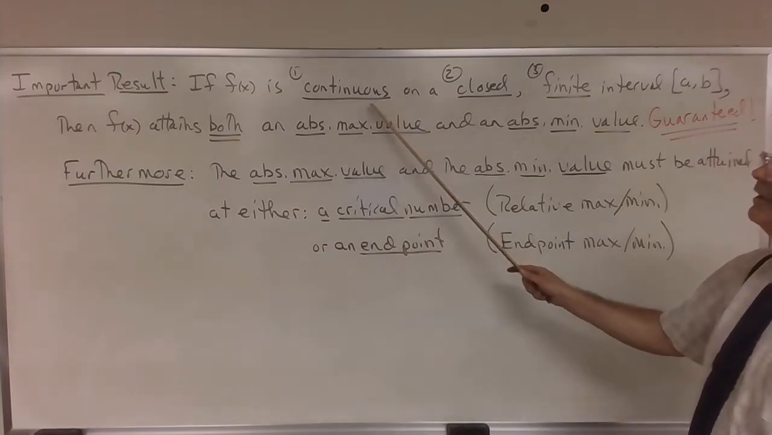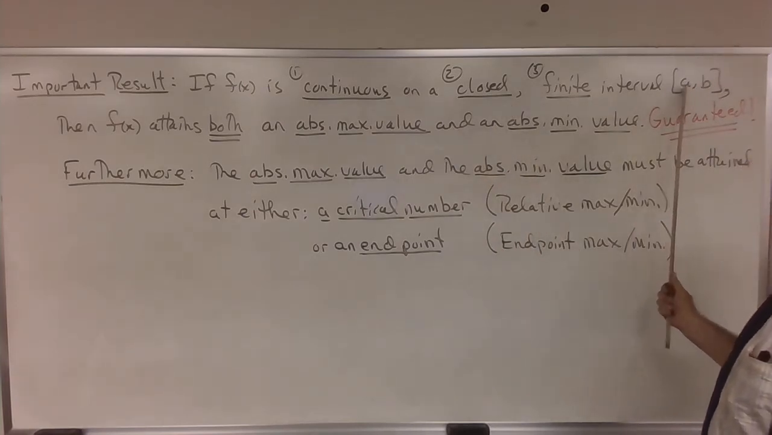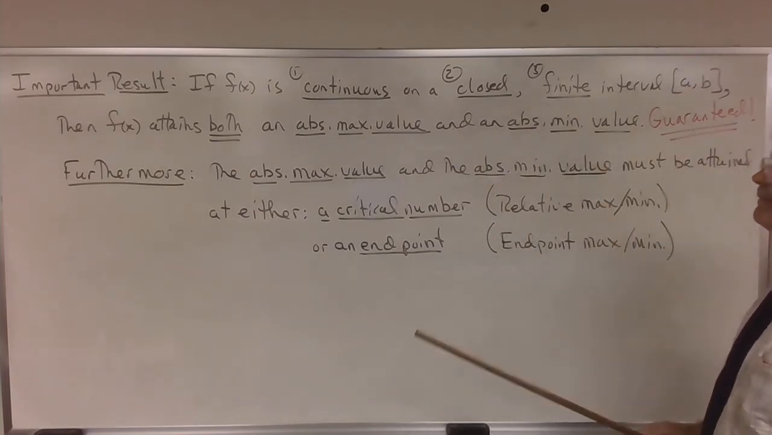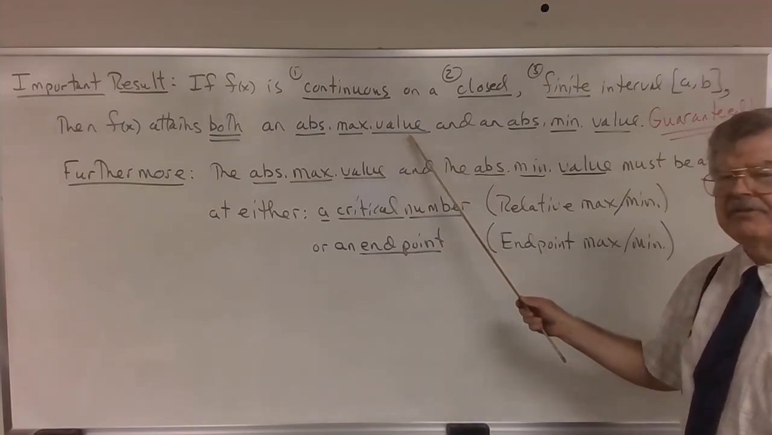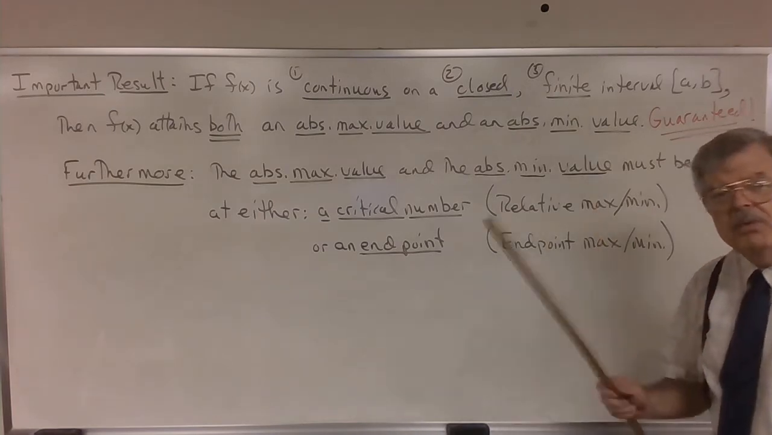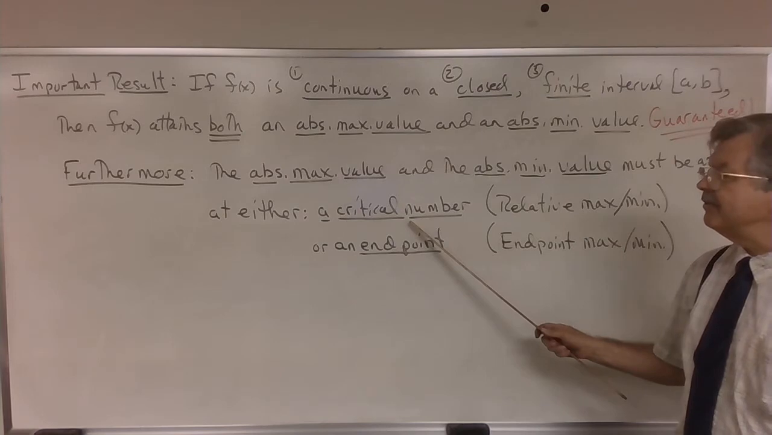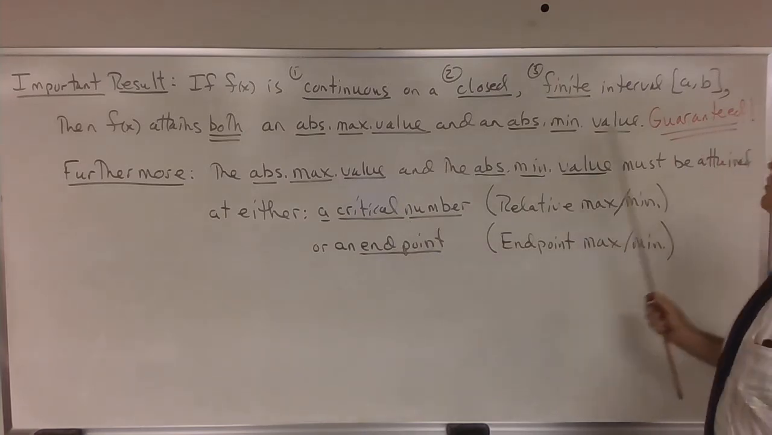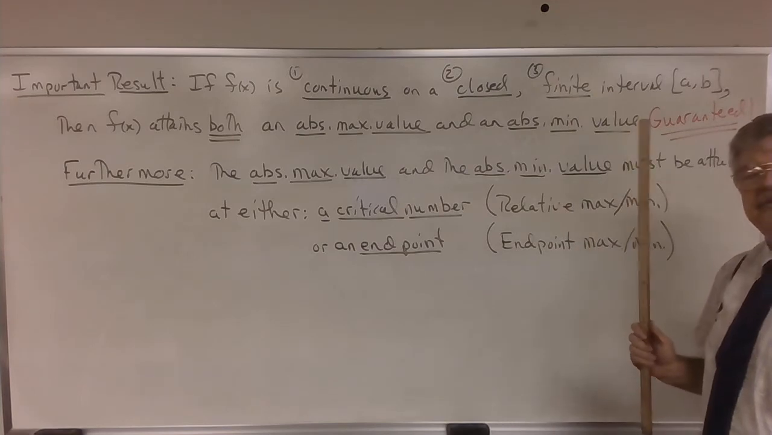So under these conditions, f of x is continuous, this interval is closed and finite, f of x is going to have both an absolute maximum value and an absolute minimum value. And the only places that they can occur are at the critical numbers or the endpoints of this interval. So this is major.